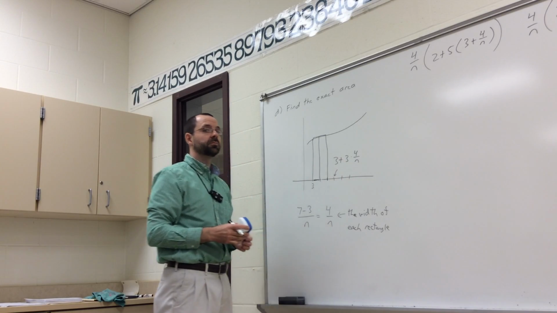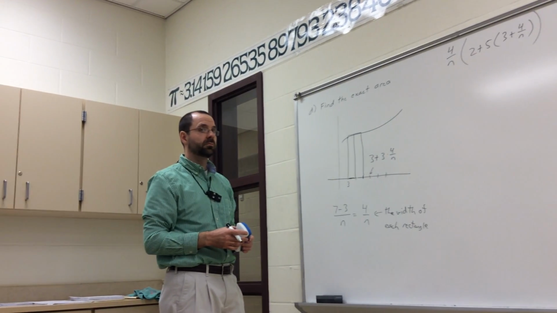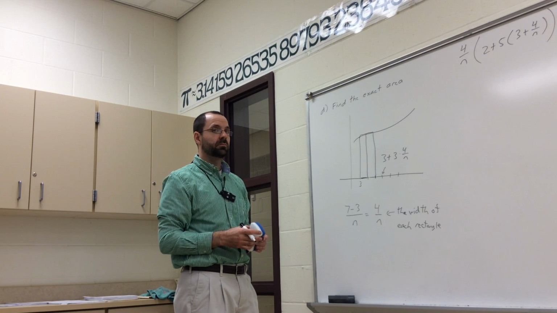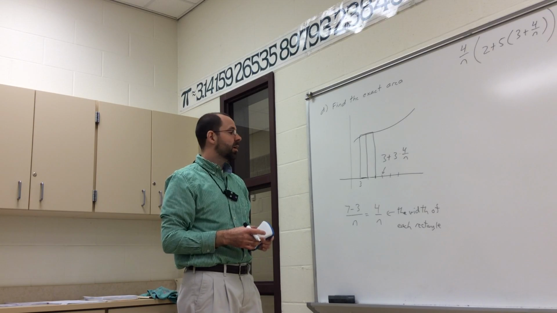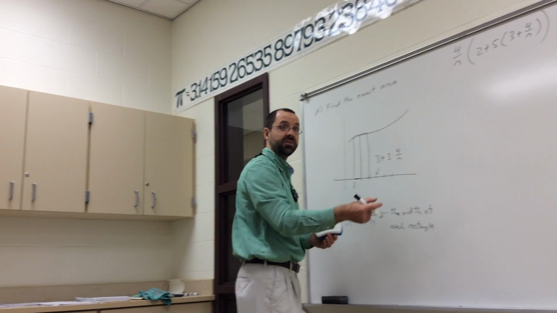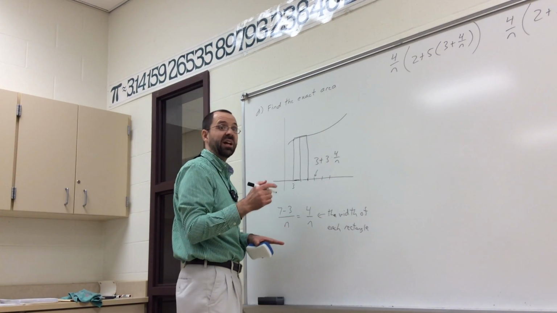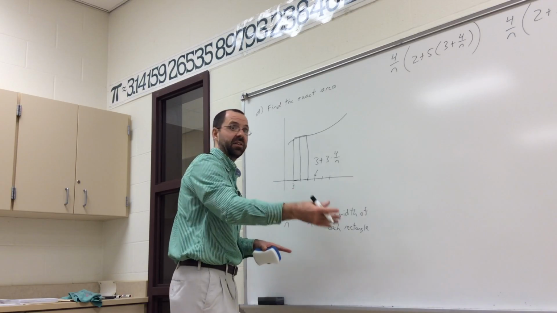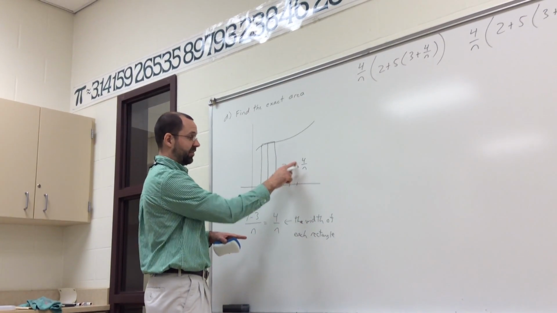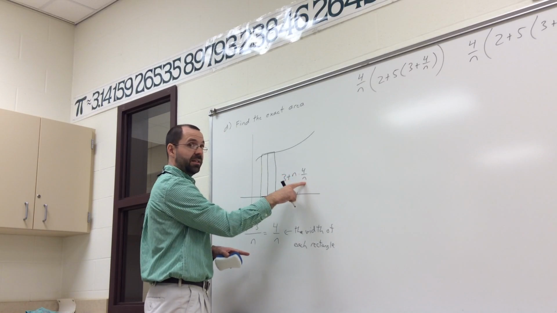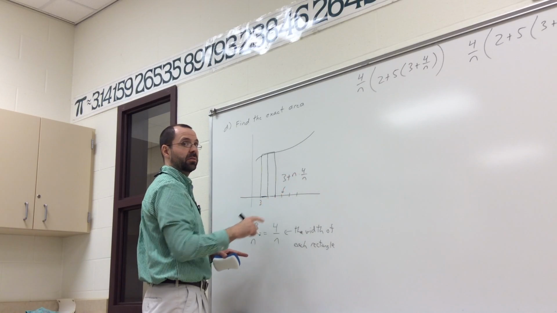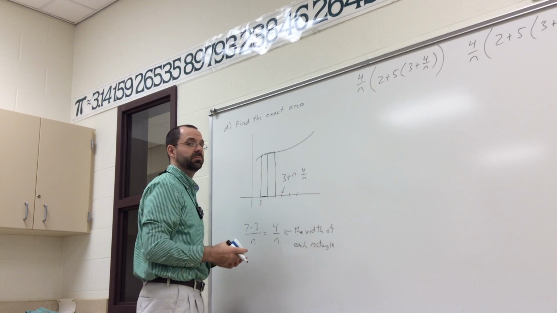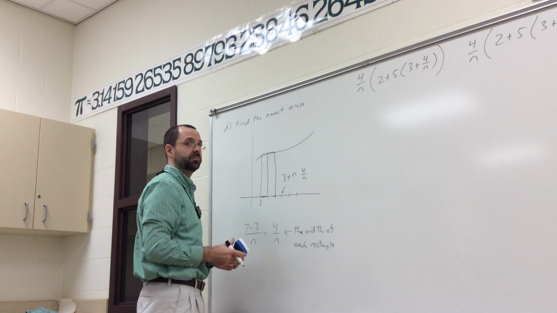Yes? What I'm not understanding is, wouldn't it be endless? Because 4 over n is the width, if it's really, really small, couldn't it just be an endless process? No, because eventually we're going to get to the last rectangle, which is rectangle number n, because we're doing n rectangles, right? And then we're going to have to add n of these, and it's going to be 3 plus 4, which is 7. So we're going to stop when we get to 7.